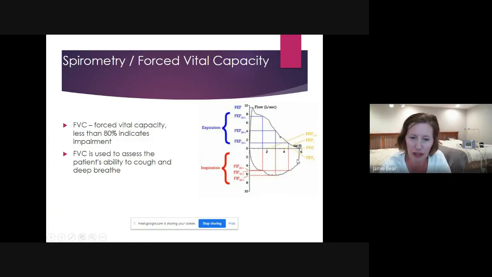And then they'll take another inhalation afterward. So if you're looking at the flow volume loop, if you look at the first 1 second, it would be around right here. This portion would be the FEV1. This first 1 second.